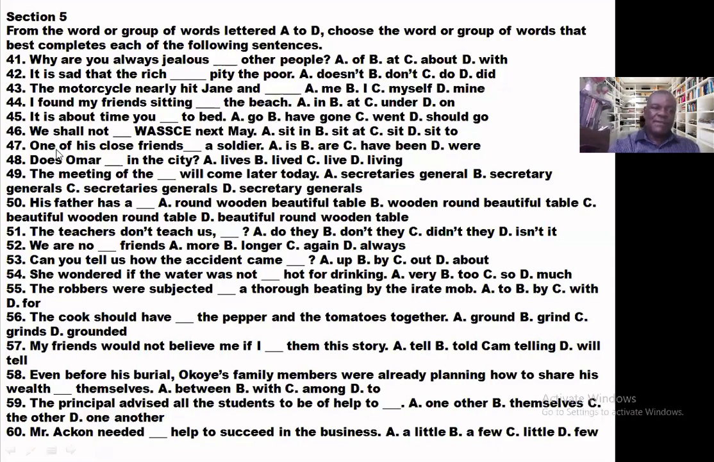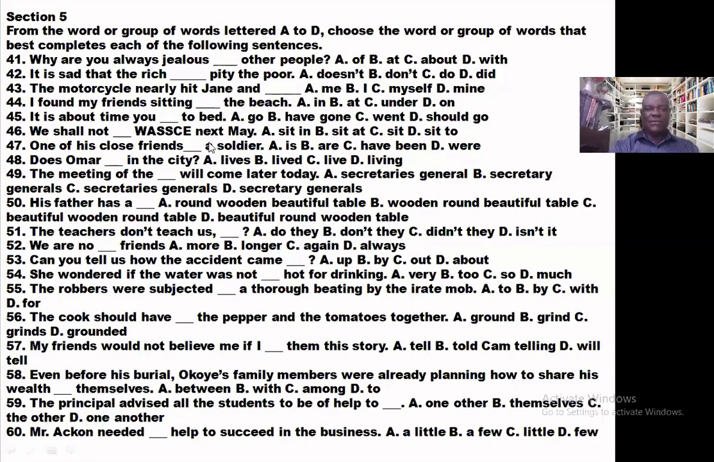All right, 47, one of his close friends dash a soldier. When you say one of, what must follow is a singular verb. One of his close friends is a soldier. So A is the right answer. 48, does Omar dash in the city? Lives? No, when you say does, you cannot come with lives again.